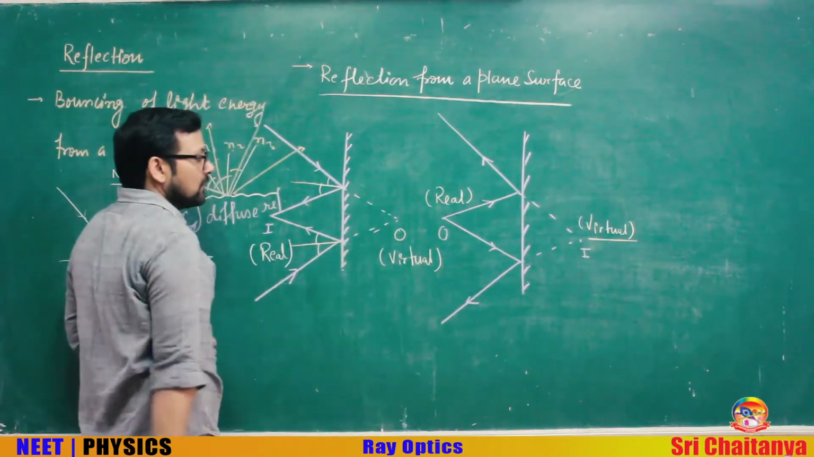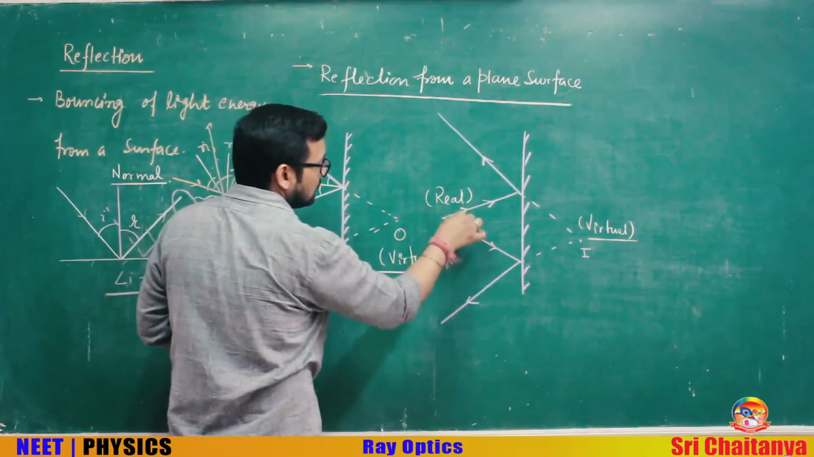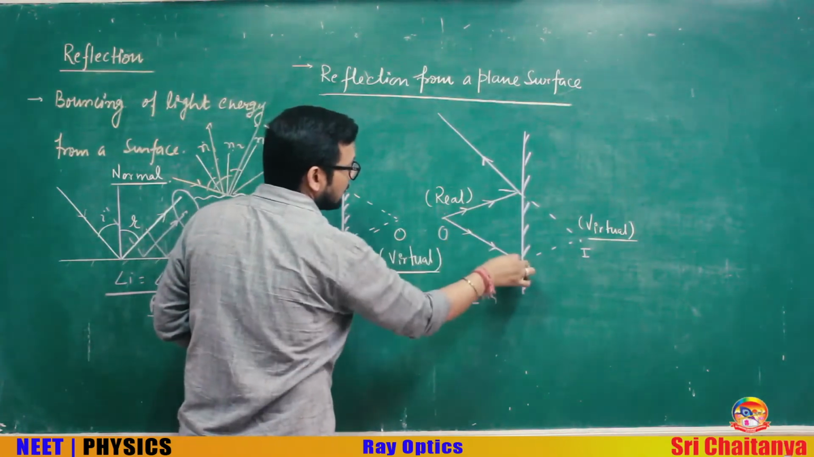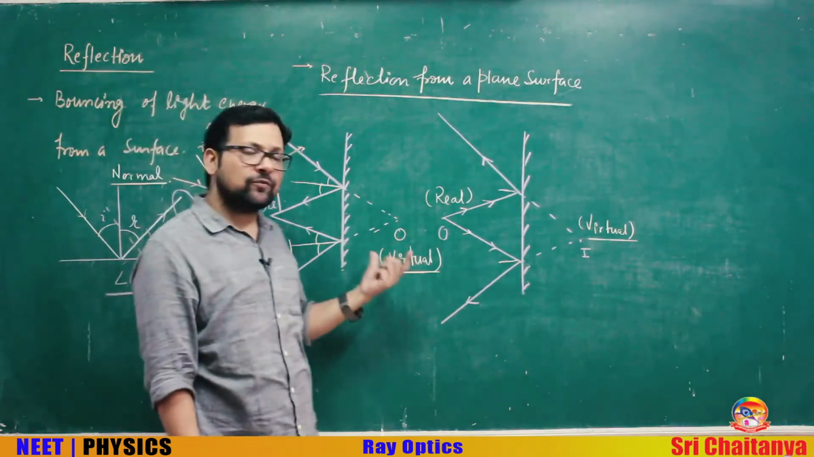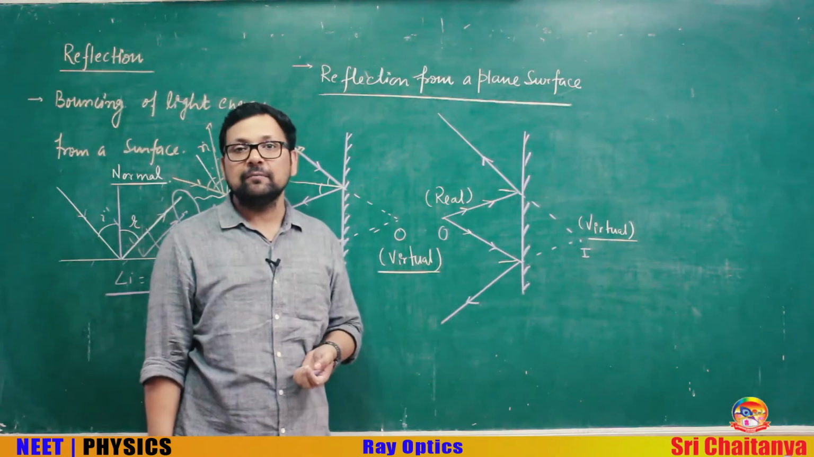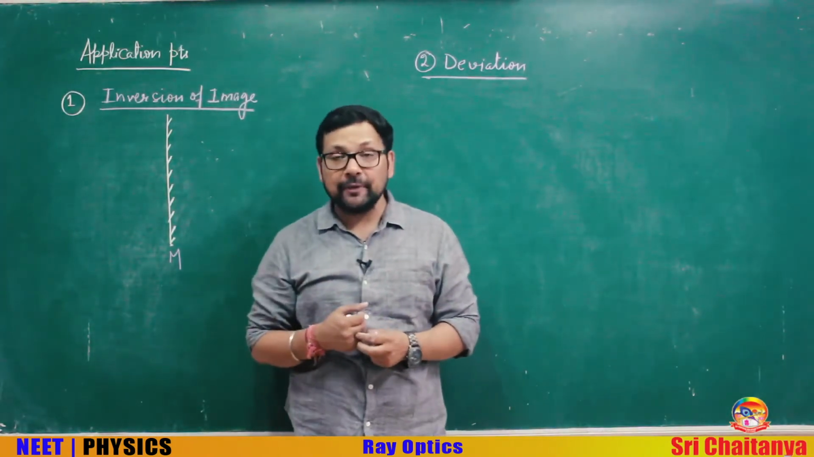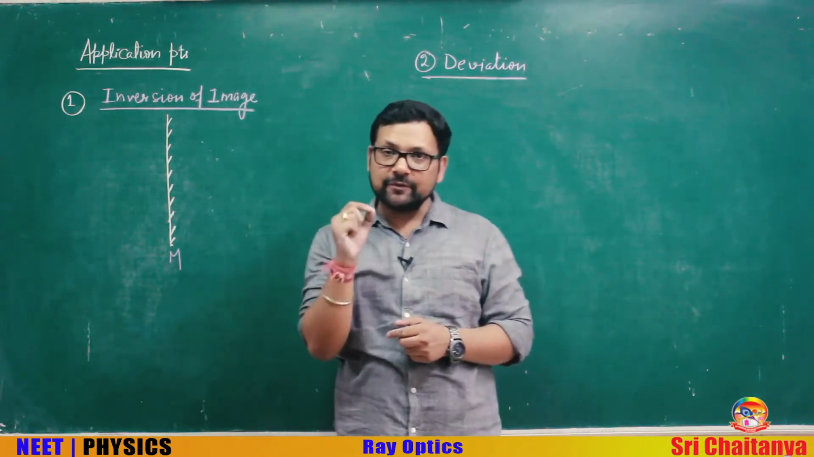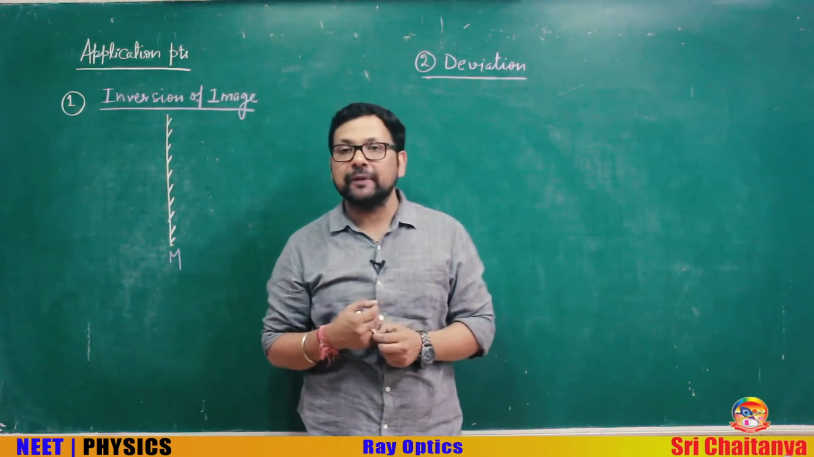Now see the real object. Rays are going, reflecting and emerging at the eye. So these are the two types of ray diagram that we usually draw for reflection at a plane surface. Now let's see the application points, meaning the types of questions that might be asked on reflection from a plane surface.